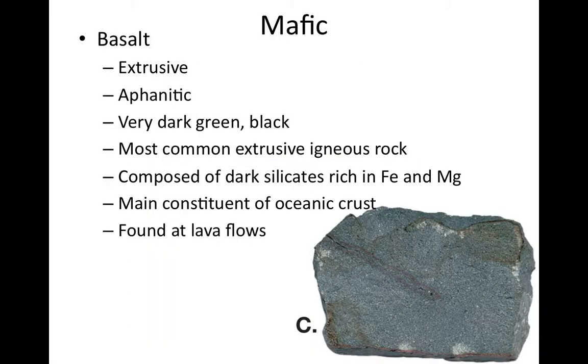So then we have mafic igneous rocks. The most common mafic igneous rock is basalt. So basalt is an extrusive igneous rock with an aphanitic texture. It's very dark green, sometimes it just looks black. And it's the most common extrusive igneous rock of all of them. It's composed primarily of dark silicates, which are rich in iron and magnesium, which is why it's mafic. And it's the primary constituent of oceanic crust. And it's also found in lava flows around Hawaii and Iceland.